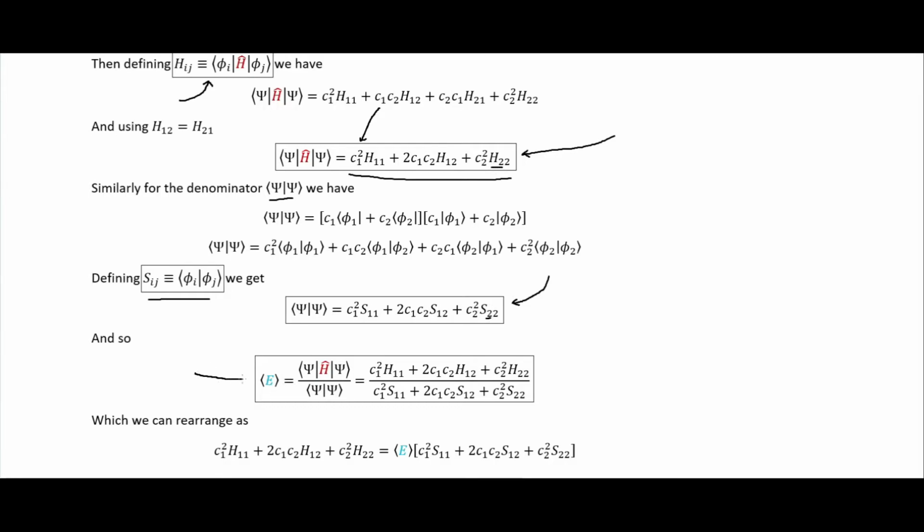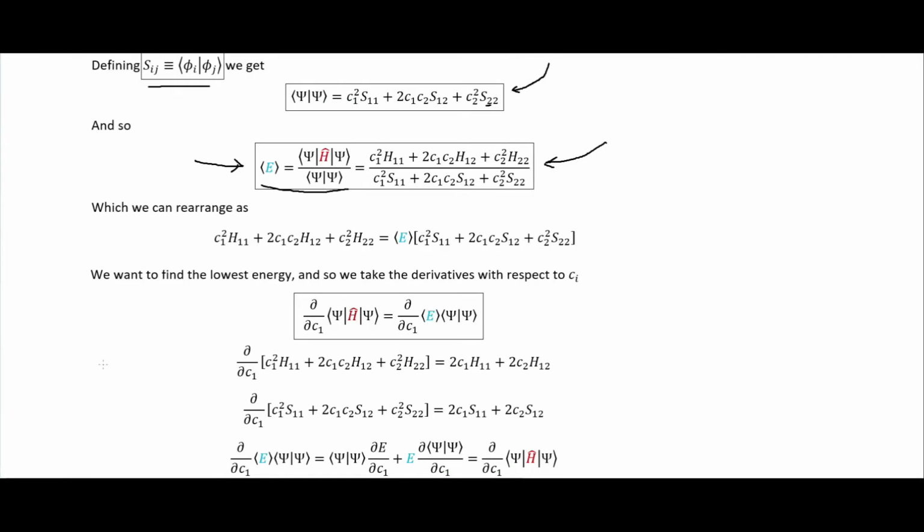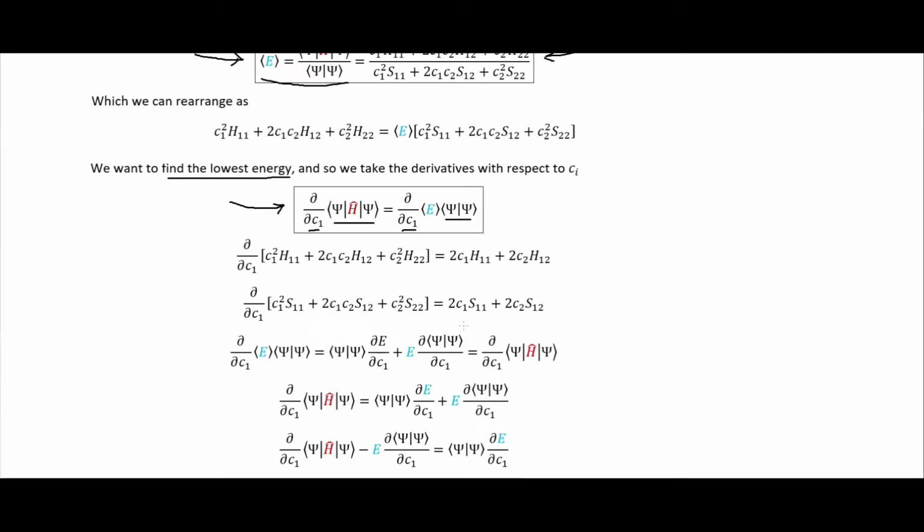And so now we can do this here. This is just that same equation from above, but now we're putting in those things with the H's and the S's. And so we can rearrange this. Once again, we want to find the lowest energy, which is the same as what we were talking about above. So we take the derivative with respect to C1 on both sides. We have this right here, and we have that right there.